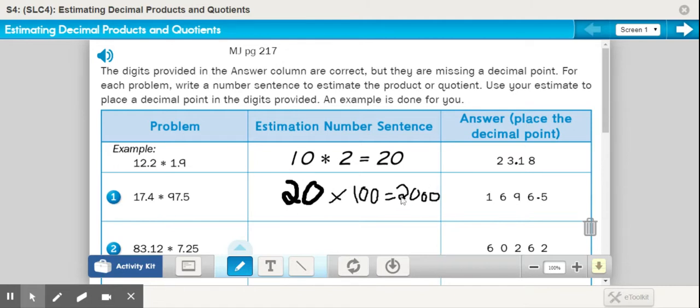So essentially what we are doing, we see that this number is in our thousands place. So that means we need to have our whole number over here in the thousands place. So we can think thousands, hundreds, tens, ones. We know the decimal always goes after the ones.